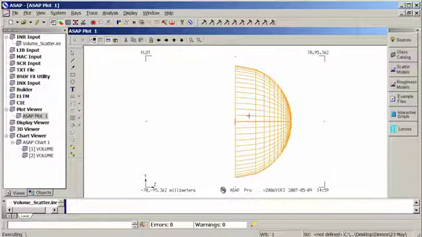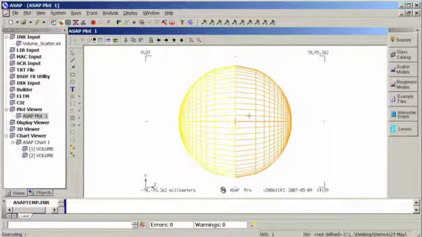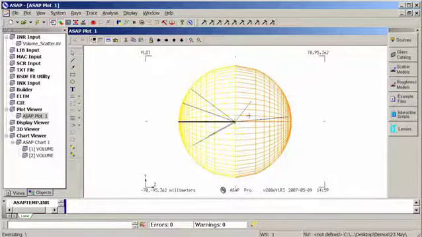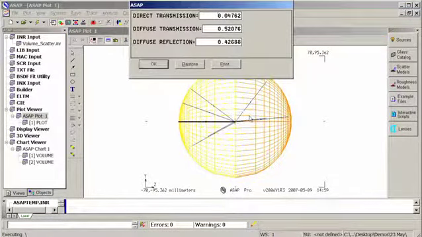Within ASAP, you can decide what the preferential direction of the scatter is. Is it in a 360-degree sphere? Is it preferentially in a forward direction? Is it preferentially in a narrow direction?